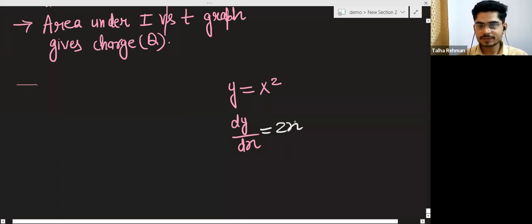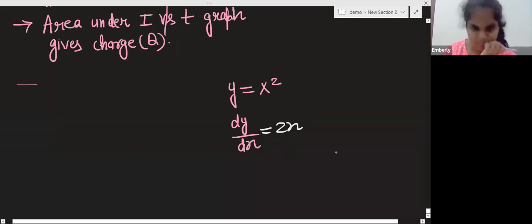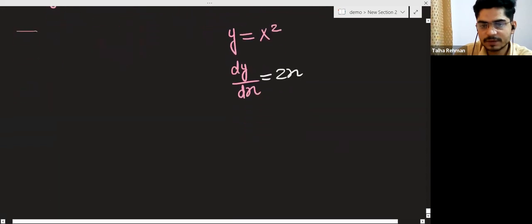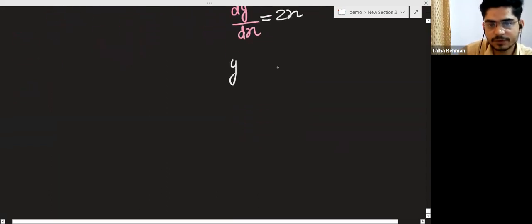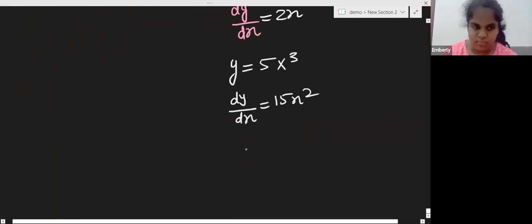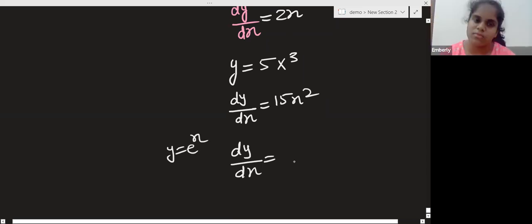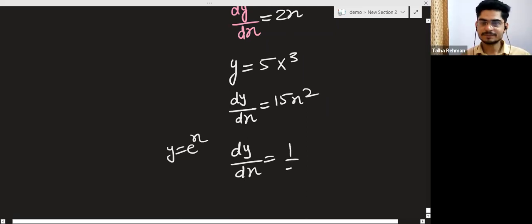So this is 2x. Okay. Yes, sir. Now if I am writing y is equal to 5x cube, what is dy by dx? 15x square. Very good. If y is e to the power x, what is dy by dx? 1 by e^x? Yeah, 1 by e^x.